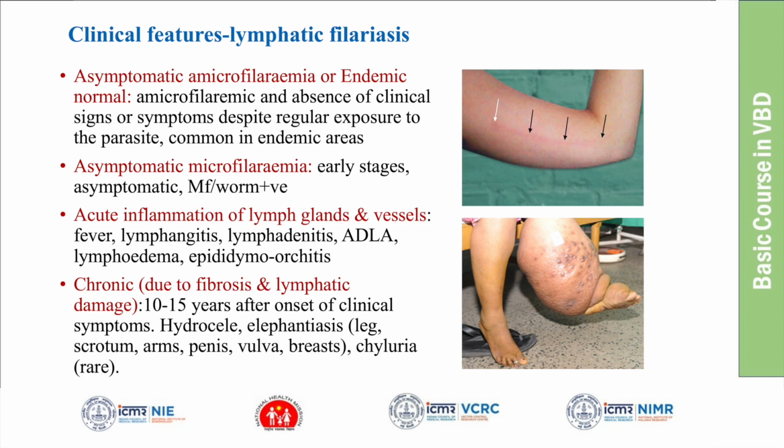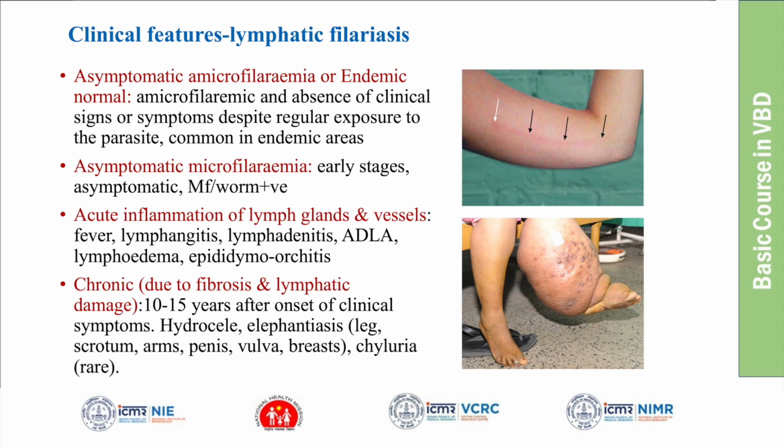Okay. After that, in the early stages, people will have the microfilaria in blood, or even at times the adult form may be present. But however, they may not be symptomatic. They may not show any signs or symptoms of lymphatic filariasis. This is the stage of asymptomatic microfilaremia, which usually occurs in the early stages. So we saw endemic normal, then asymptomatic microfilaremia, wherein the MF will be present, the worm may be present, but the person will not have any clinical signs or symptoms of filariasis.